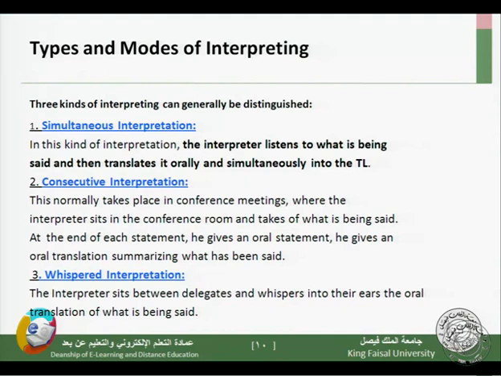Now, the second type of interpreting is consecutive interpretation or interpreting. In this kind, especially in meetings, the interpreter sits in the conference room and takes in what is being said and then takes notes. At the end of the meeting, he gives an oral statement. He would just listen, take notes, and summarize it in a statement.